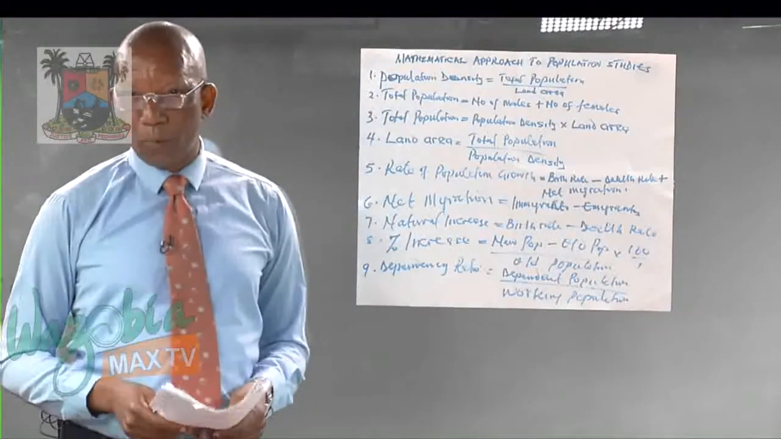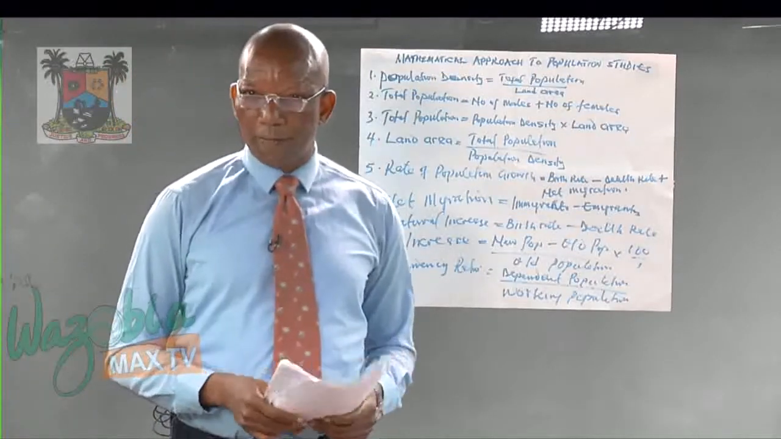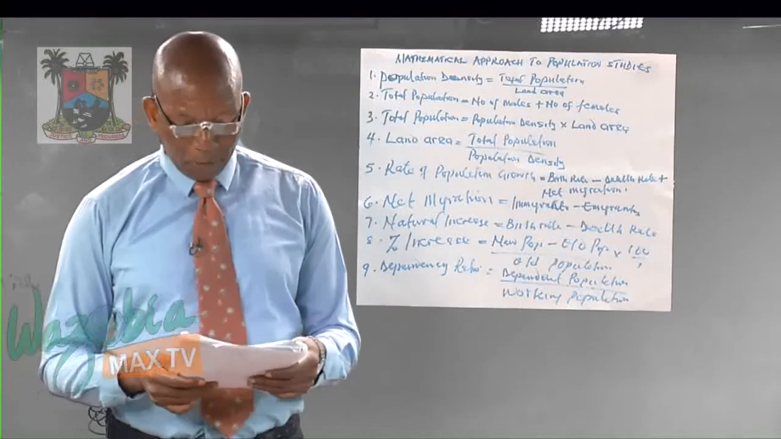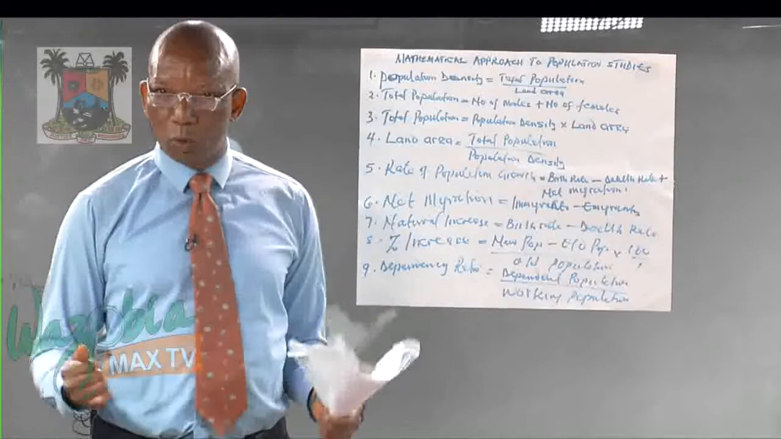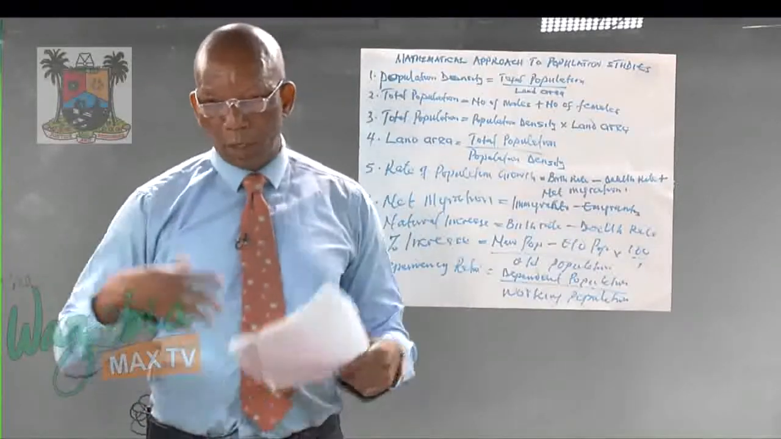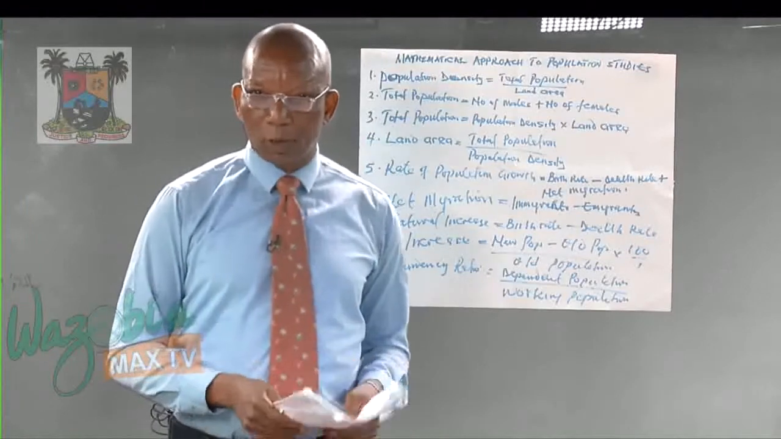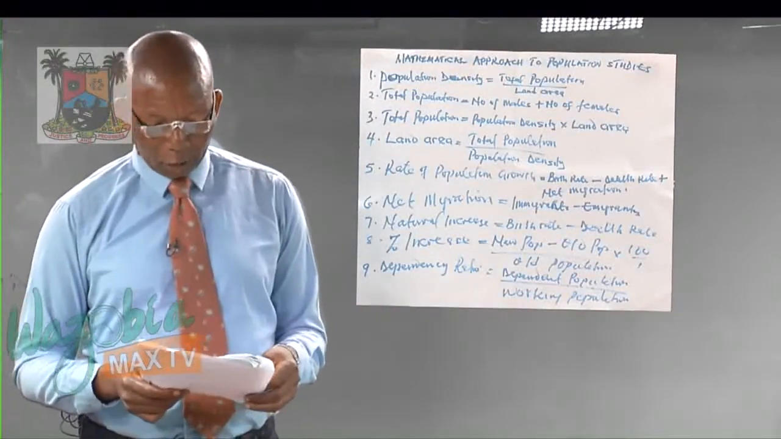Polygamy. If you practice the polygamous system, then there's a tendency that you are going to have a lot of children. Then there is improvement in medical facilities. If our medical facilities are very good, you can go to hospital and it's free of charge. You are not going to pay a lot of money before your wife can deliver. Then you can give birth to as many children as possible.